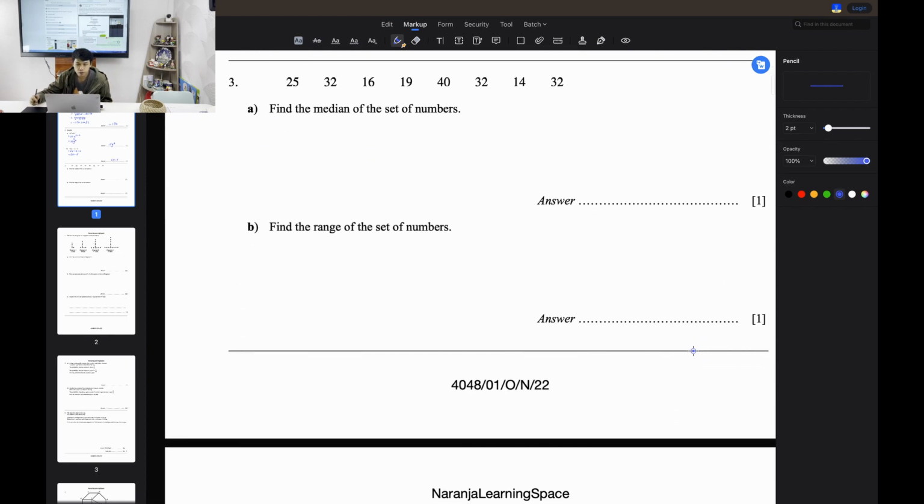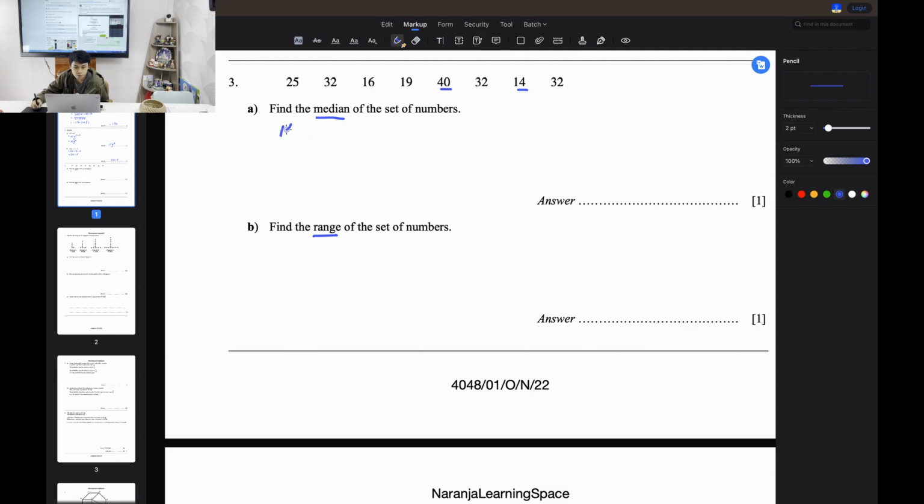Next. For question 3, it is about statistics, the median and range. First of all, look at the set of values. We have 25, 32, 16, 19, 40, 32, 14, 32. Find the median of the set of numbers. Before we look for the median, we have to rearrange them in ascending sequence first. In this case, 14 is the smallest, 40 is the biggest.